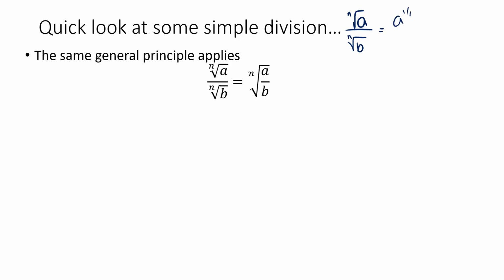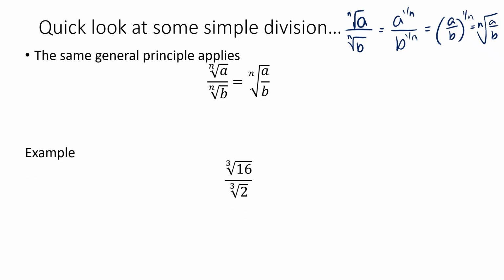And we could reason that out the same way, where you have something like this. That's a to the 1 over n over b to the 1 over n. And using the laws of exponents, we know that that is a over b to the 1 over n power, which of course would kick us back over into the radical like that.